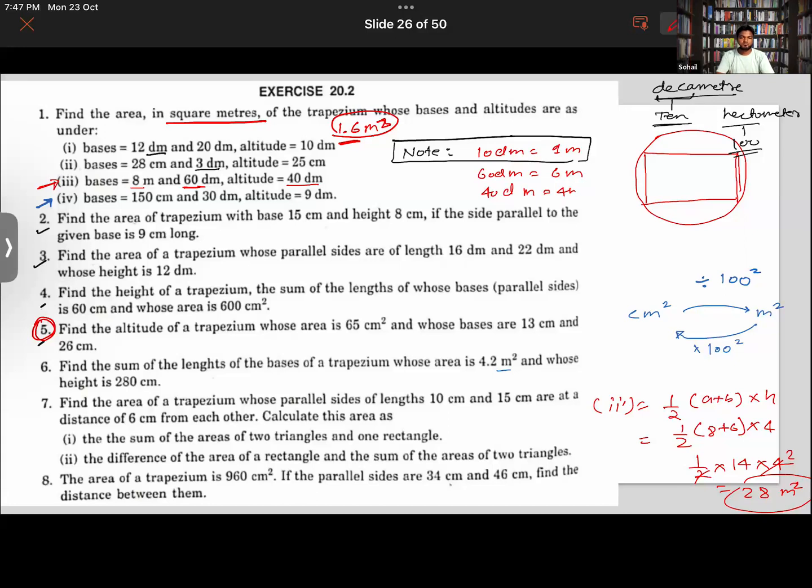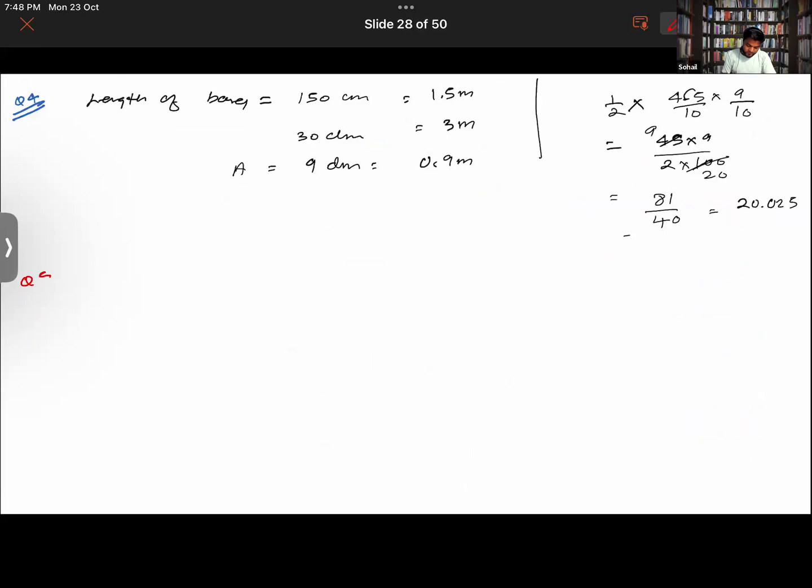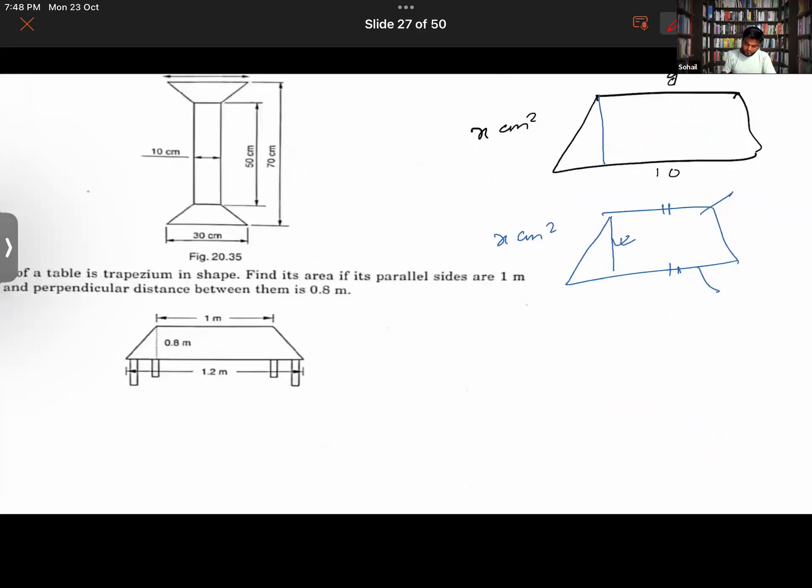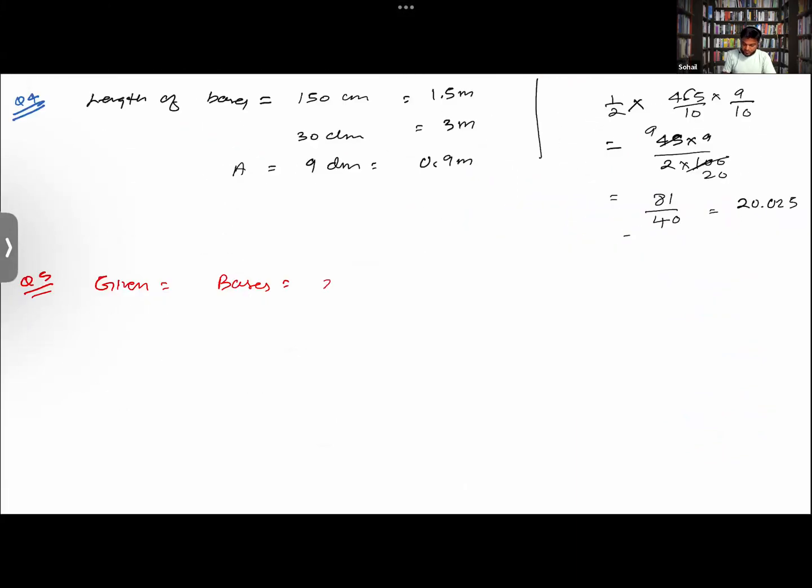Sir, the answer is 5 centimeter. Okay. So the area is this much and this certain centimeter and 26, need to find the altitude. So question number 5. What were the values given? Bases were given as 26 and 13, right? And the area was given as 65 square centimeter, right? You need to find the altitude.